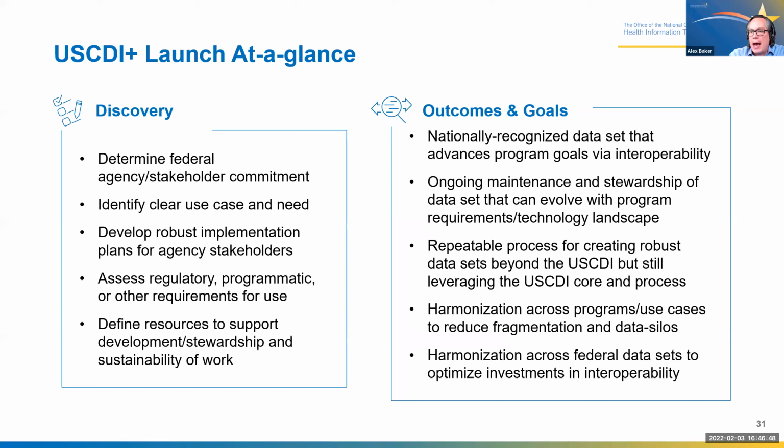Thinking about how USCDI Plus could be implemented for agency stakeholders. So thinking about the different policy levers that federal partners may have with stakeholders to drive better harmonization and alignment in the data that they're using. Goes along with that to understand the regulatory and programmatic levers that those federal partners may have. And then understanding the resources that will be required to make all of this work.